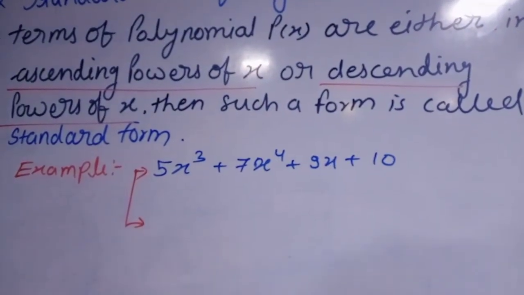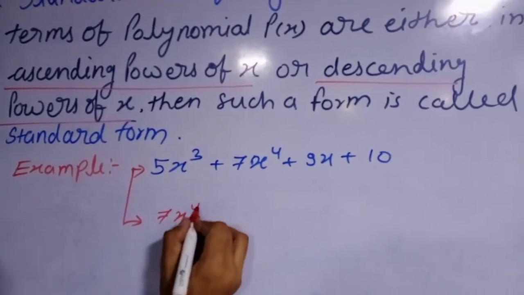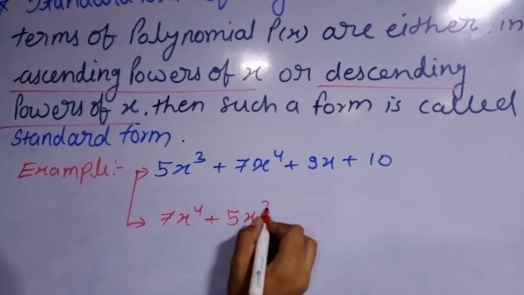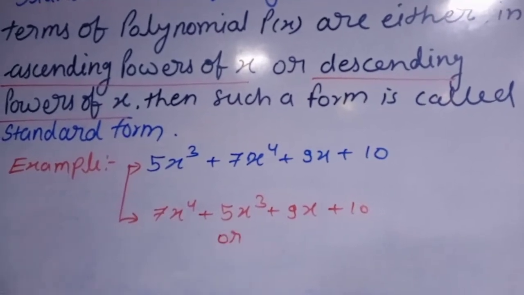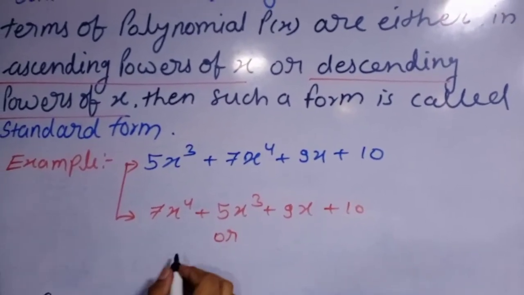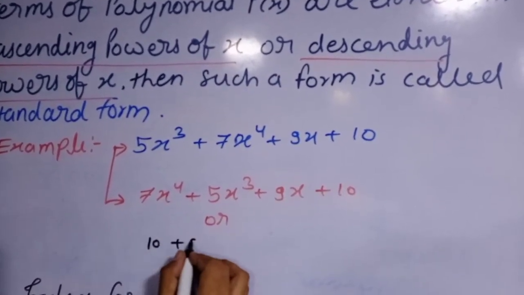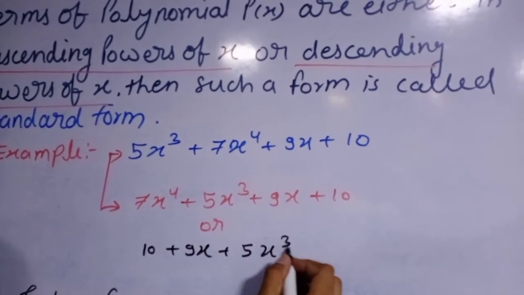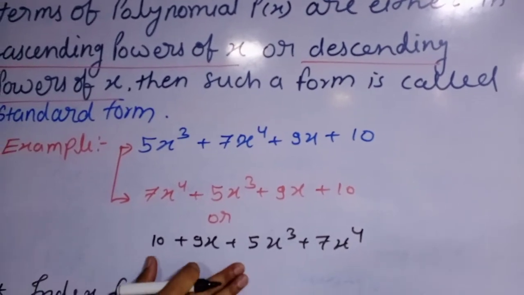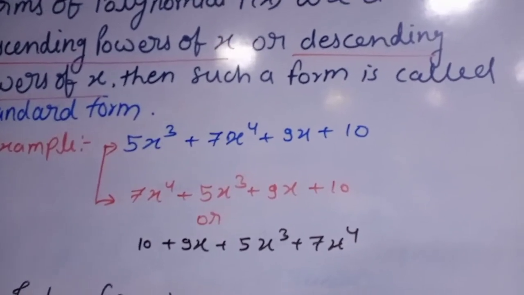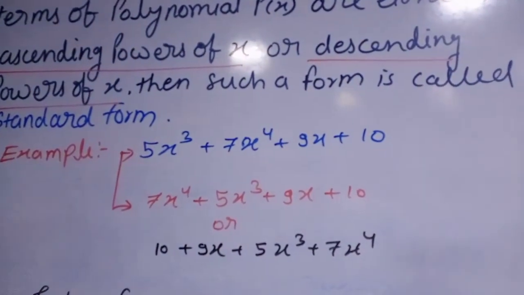Whether that should be ascending or descending order. So let's write. Generally we write the descending order: 7x raised to 4 plus 5x cube plus 9x plus 10. Or we can also write the same as 10 plus 9x plus 5x cube plus 7x raised to 4. Yes. So this way we can write according to the power, but generally we use the descending order of the powers.